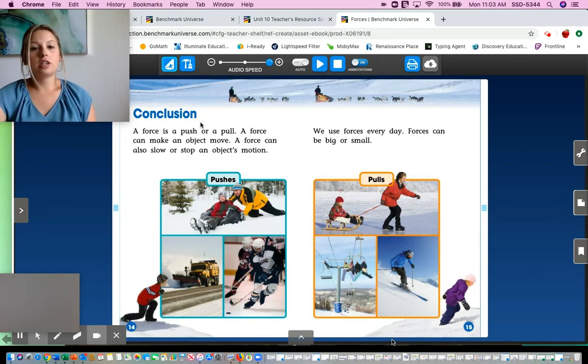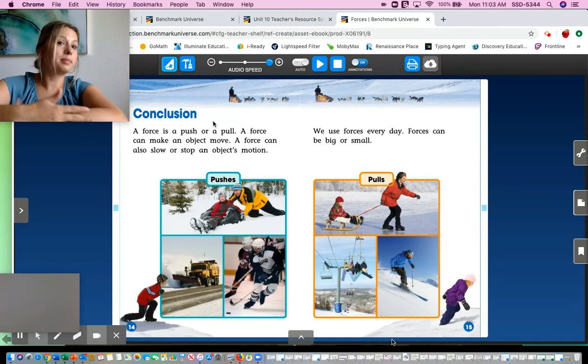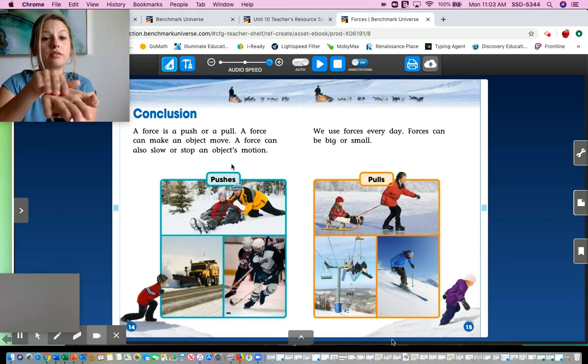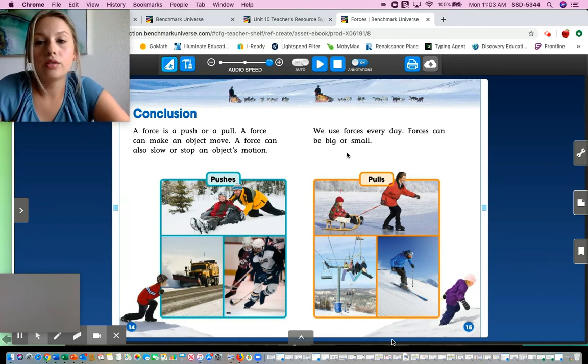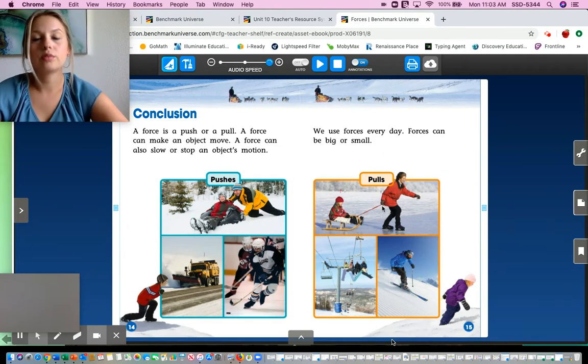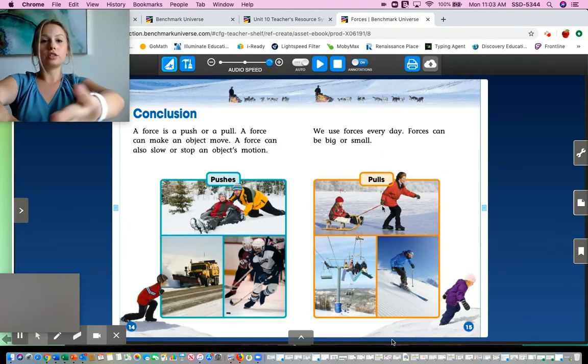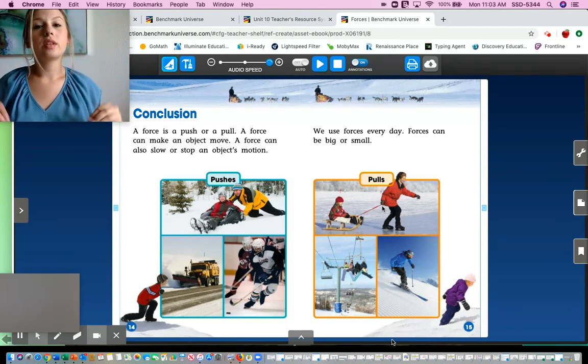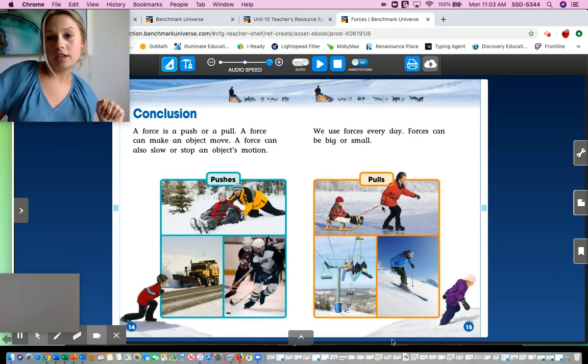And then we came to the conclusion, which concludes or wraps up the big idea of the reading, that a force is a push and pull. A force can make an object move. A force can slow or stop an object's motion because of friction. And we use forces every day. Forces can be big or small. We talk about all these pushes and all these pulls. We know forces can push, forces can pull, and we can be in motion.